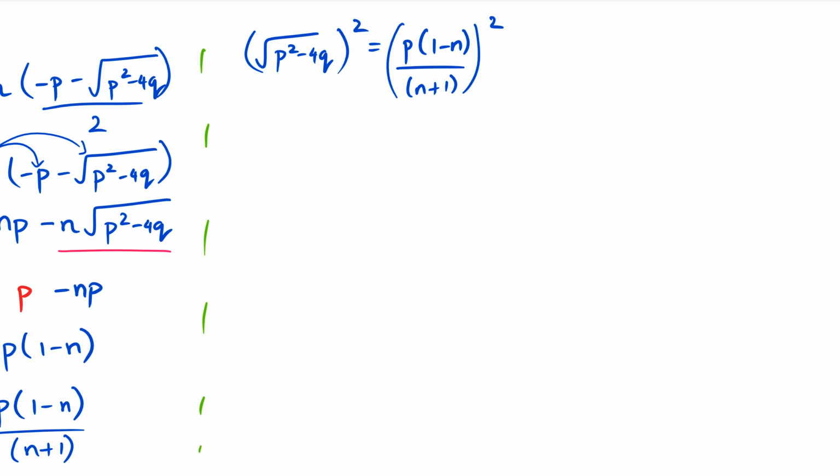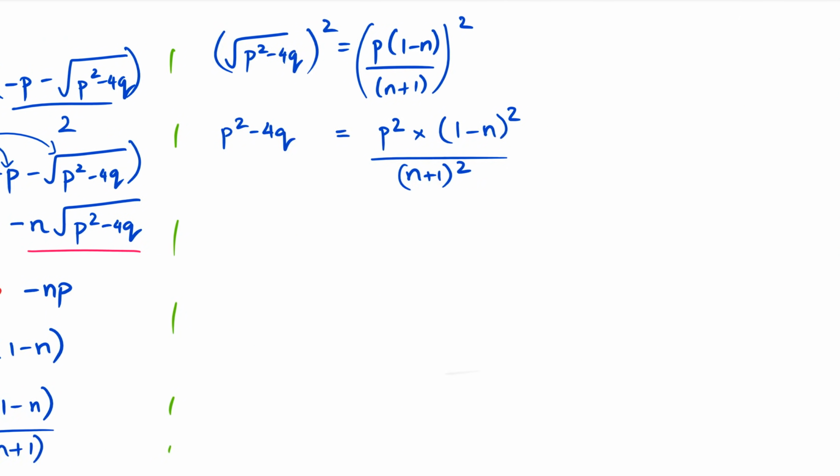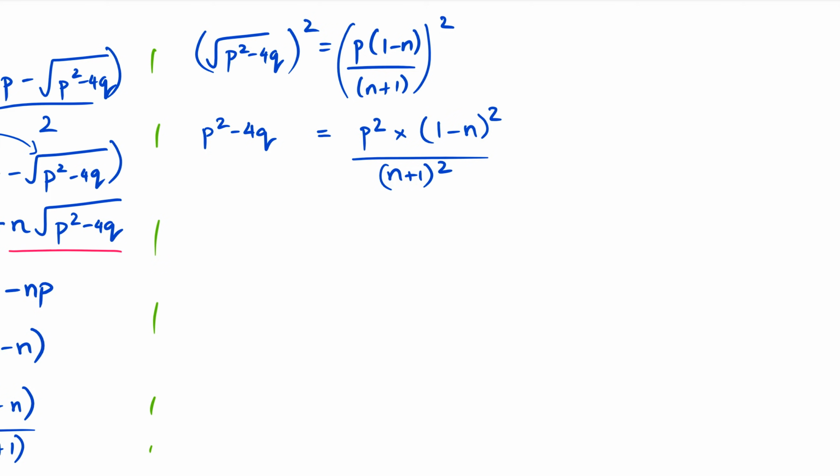And so when I do this, I'm going to get p squared, the square root symbol disappears, and I've got p squared minus 4q. And then in the numerator here, I'm going to get p squared multiplied by 1 minus n squared divided by n plus 1 squared. Now, this is going to be an ugly looking algebraic expression, but somehow we need to actually get it to that stage that's highlighted in green there. Okay, now it's going to take a bit of a process, but it'll work out, hopefully.